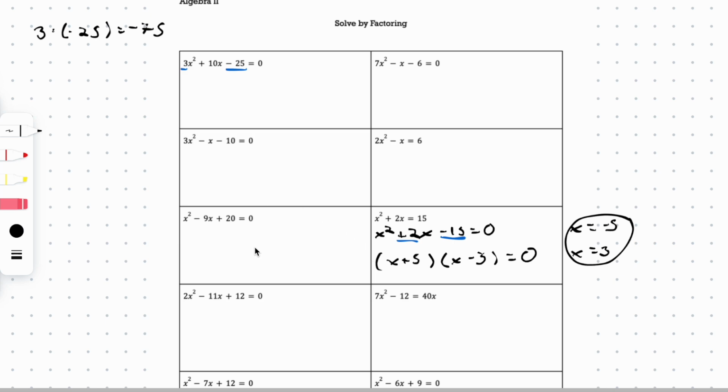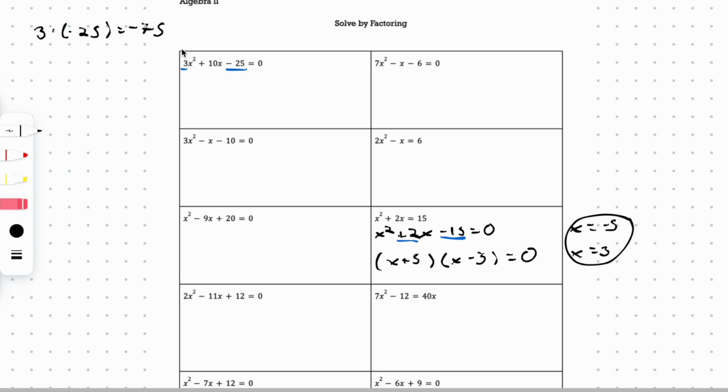So this is reminiscent of what we were doing down here, right? And so you may have 1 and 75, but we're not going to add to 10 using that. We have 25 and 3, we can't add to 10. We also have 5 and 15. Yeah, sorry, 5 and 15. Okay, 5 and 15. And since we need to multiply to -75, one of those has to be negative.